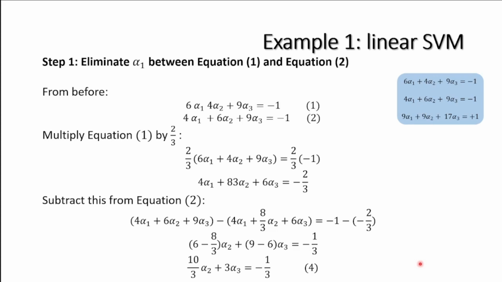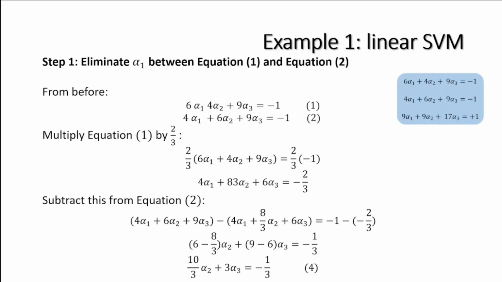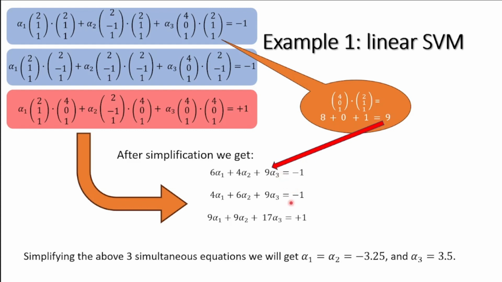So there will be, I think, 5 steps to go before we reach the final values of alpha 1 to alpha 3. Step number 1 is to eliminate alpha 1 between equations 1 and 2. So basically 1 and 2 means this and that.